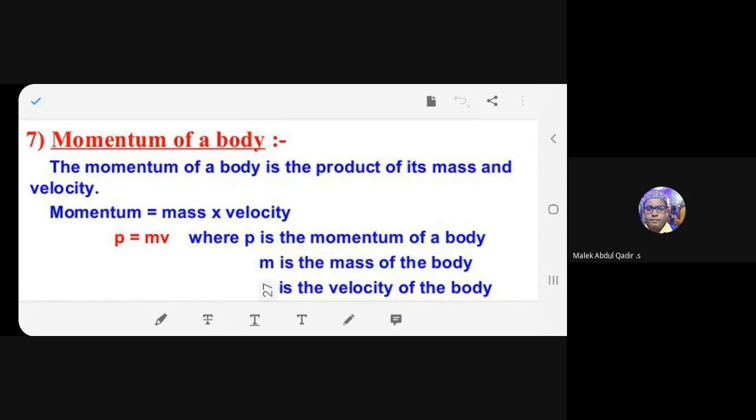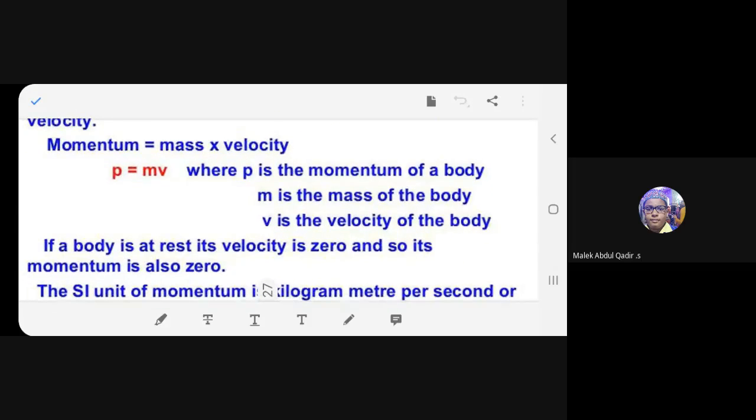Momentum is equal to mass into velocity. P is equal to mv, where P is the momentum of a body, m is the mass of the body, v is the velocity of the body. If a body is at rest, its velocity is zero, and so its momentum is also zero.